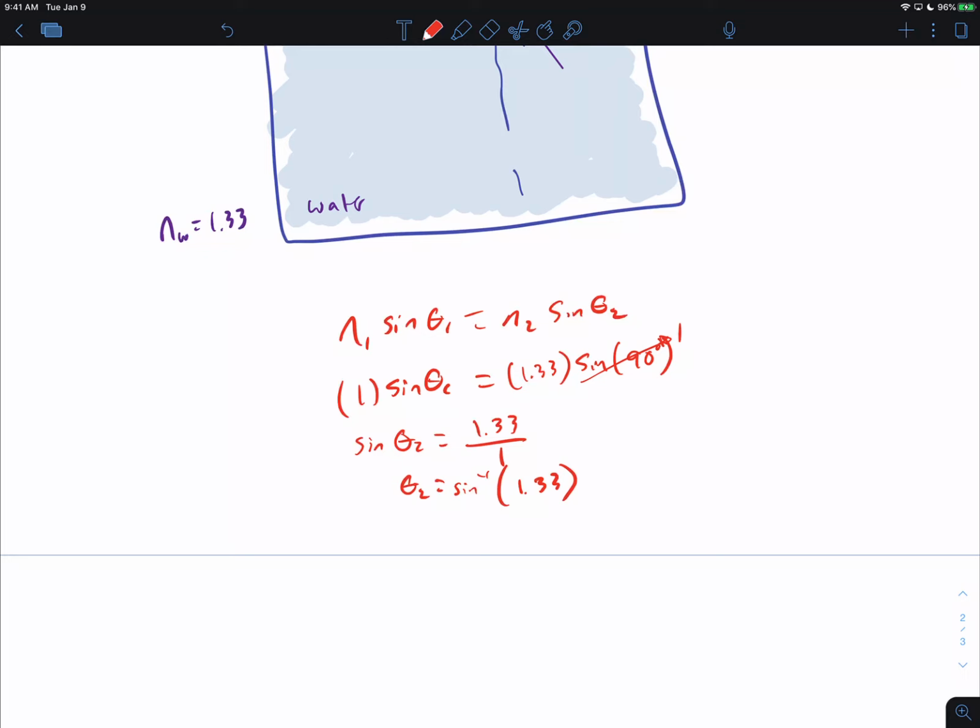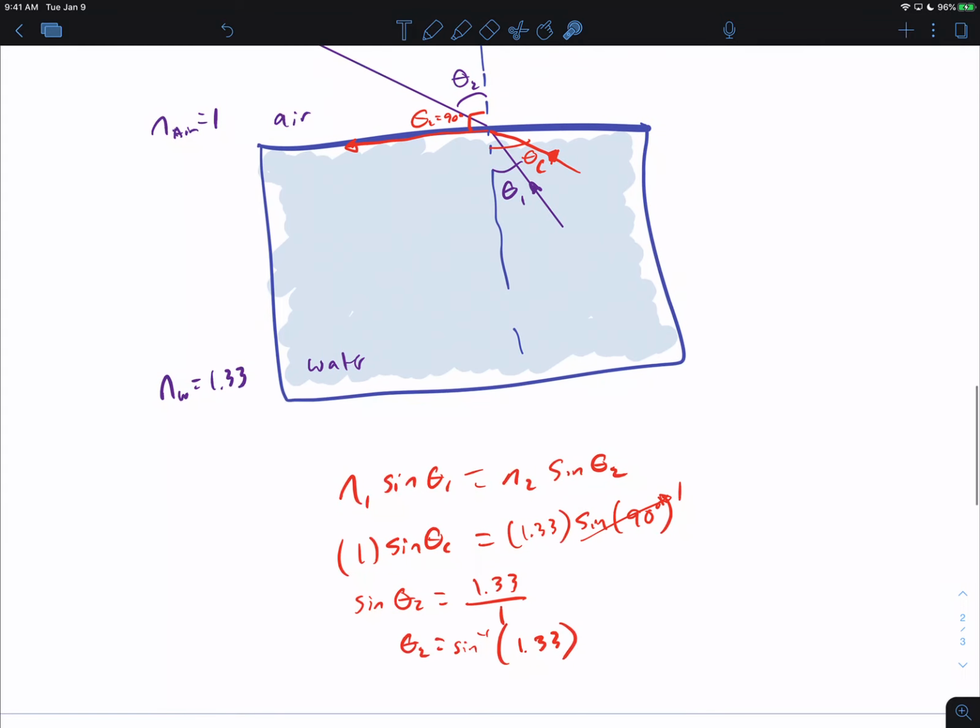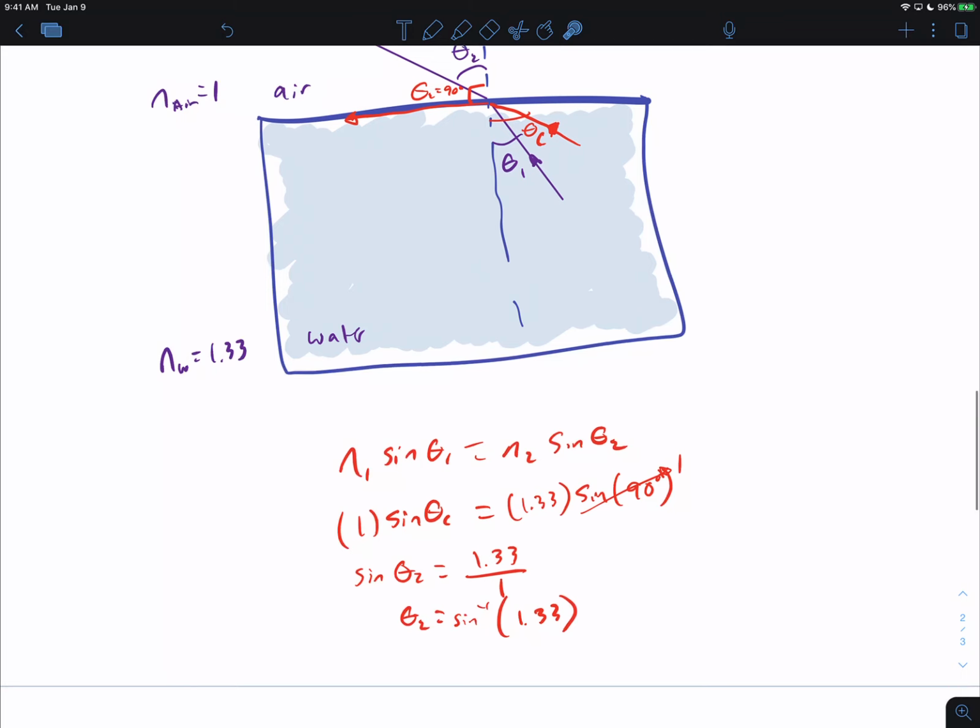Oh, sorry, I did this backwards. I got an error on my calculator. My theta 1 should be water because I'm starting in the water and ending in air. Sorry guys, I got that backwards. So this should be 1 because I'm moving into air from water, right? And of course, my sine of theta can never be greater than 1. It always has to be less than 1.